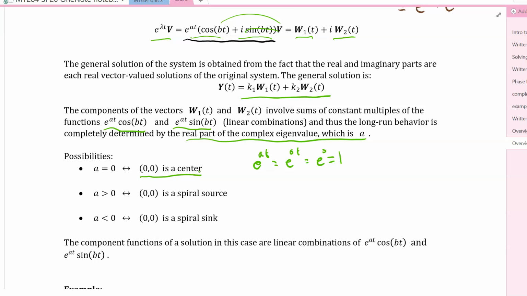If a is positive, then what are we going to have? e to the at is going to approach infinity as t approaches infinity.